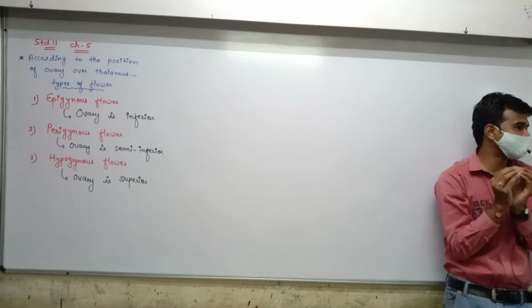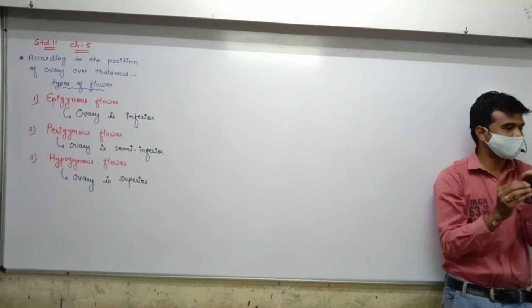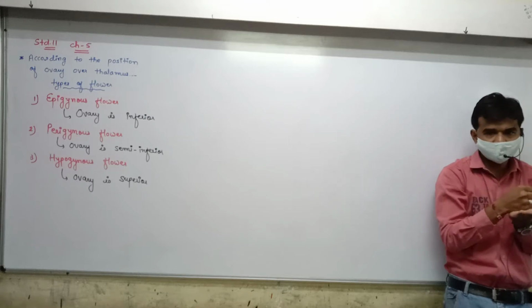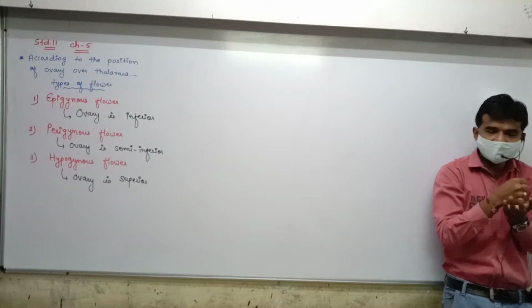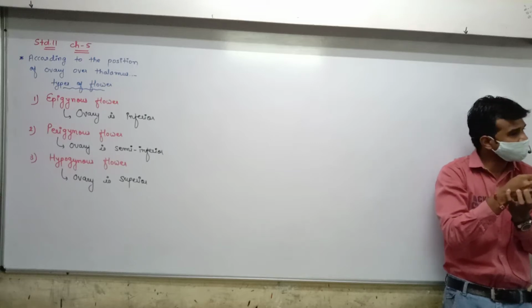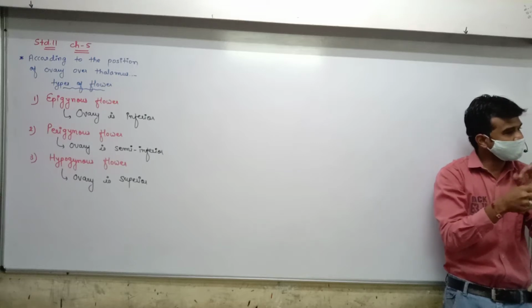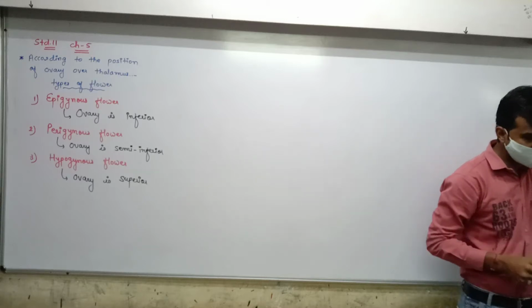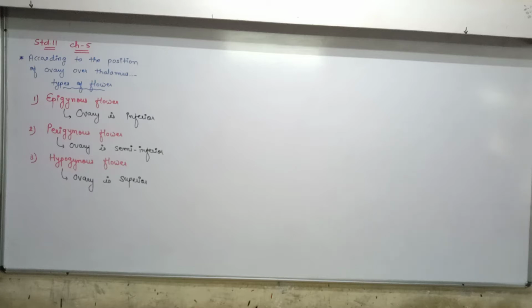Generally in the hypogynous flower, what happens? The thalamus is there, the ovary is there, and then the style continues. Whereas in the perigynous flower, half of the ovary is covered by the thalamus, half is outside, and then the style continues. Just like that. And you remember that a few examples are given there.